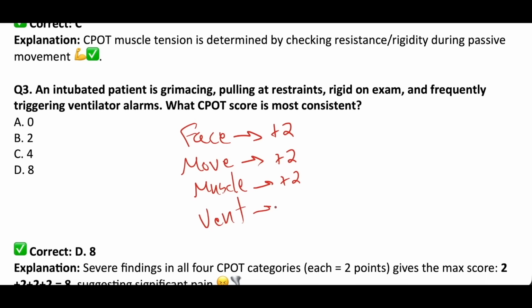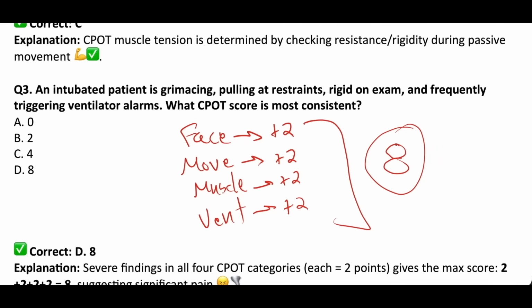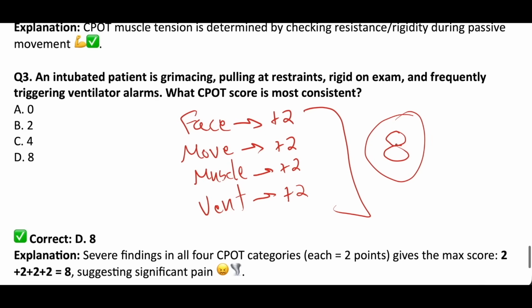And then they're frequently triggering alarms. We said no alarms is 0. Alarms every once in a while with suctioning is +1, and then frequently triggering alarms is +2. So this is a CPOT score of 8 that suggests they're probably in pain, and pain should be treated.